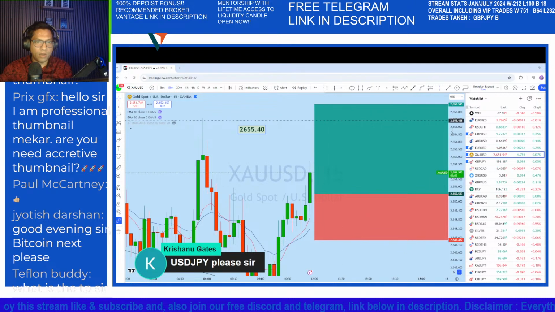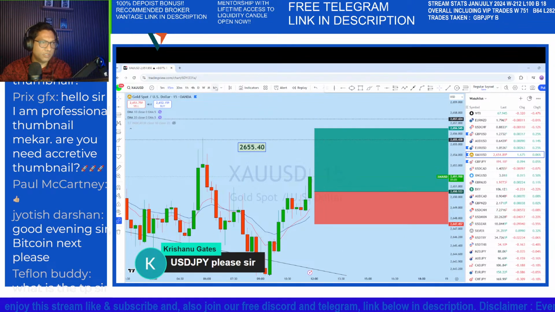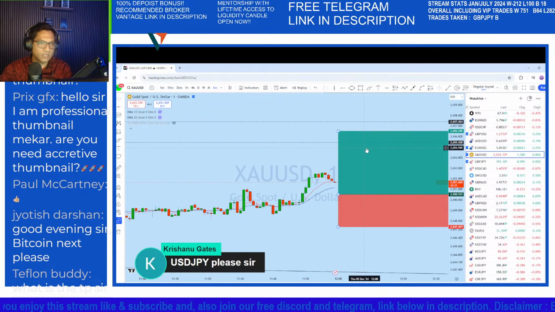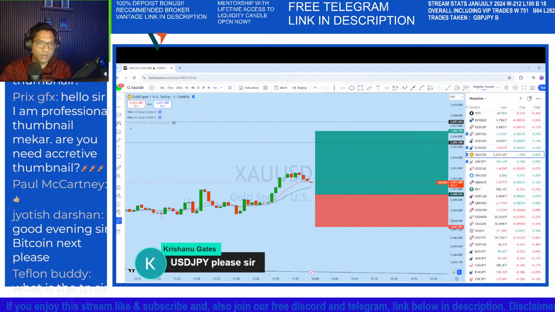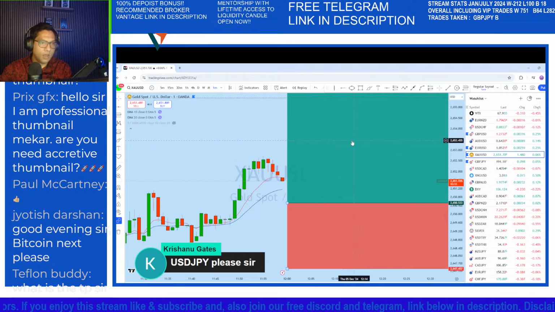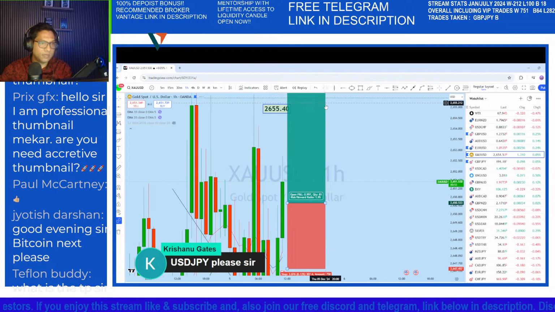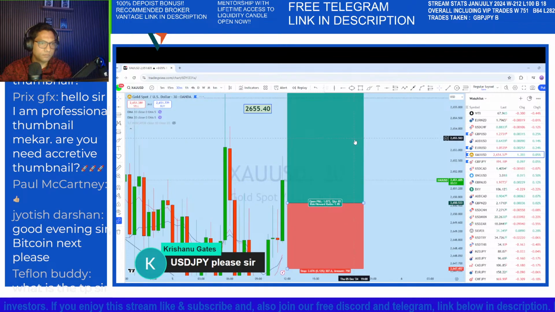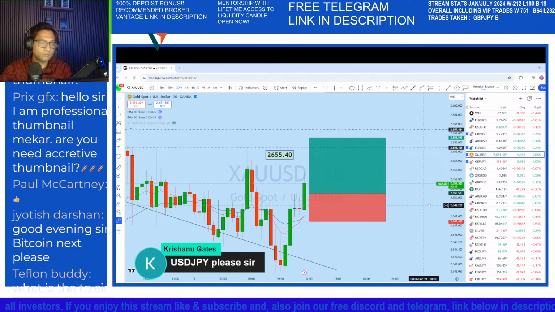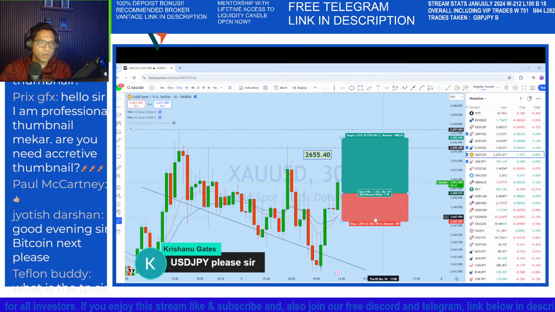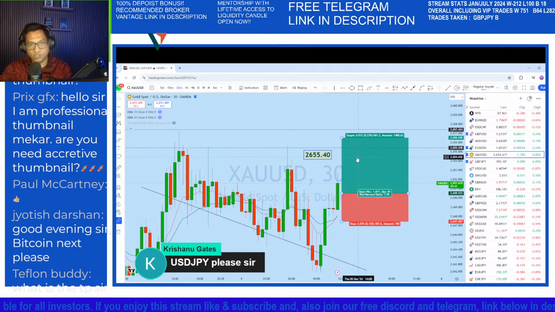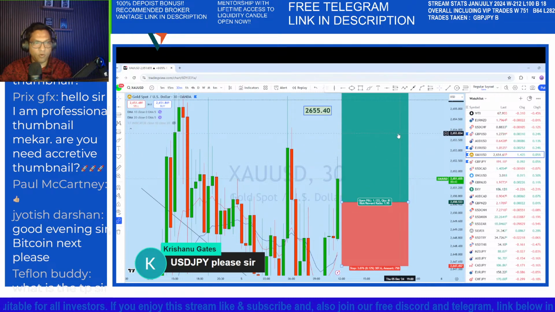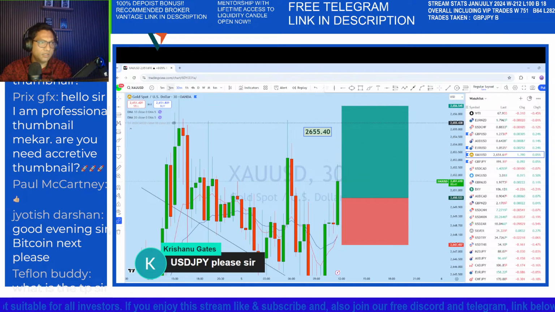Expecting it to bounce and then to reach that resistance line to see where it is heading. Let's see. There is a narrow candle formation here, and with this narrow candle, the market structure is still bullish. I'm still holding it for further upside bias.